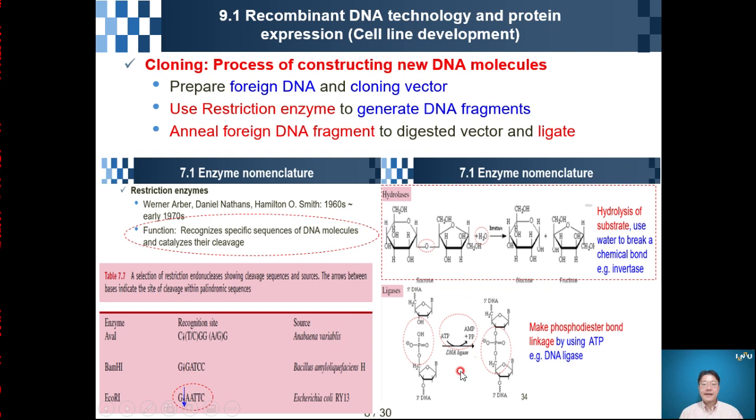And what is ligase? Previously we learned about the ligase. At the final step, anneal the foreign DNA fragment to the digested vector and ligate. At this step, ligase plays an important role. Usually the ligase uses ATP. After that, it makes a phosphodiester bond linkage between nucleotide and nucleotide. Once again, the ligase uses ATP energy to make the phosphodiester bond linkage between nucleotides, like this.